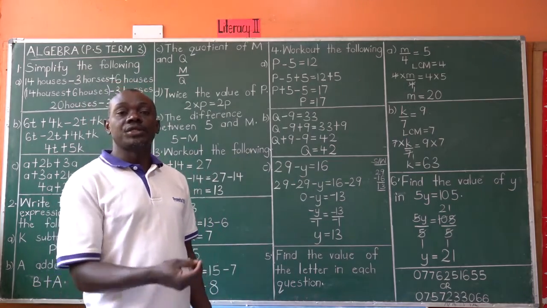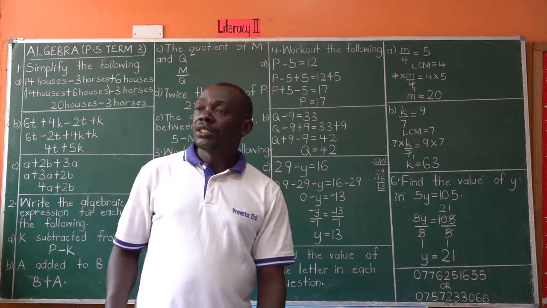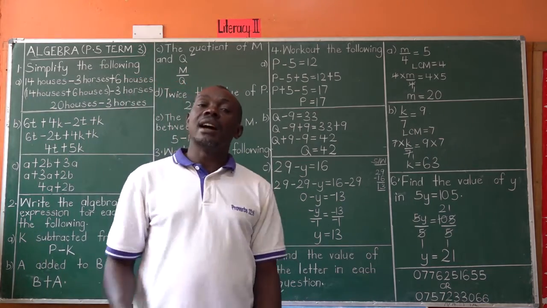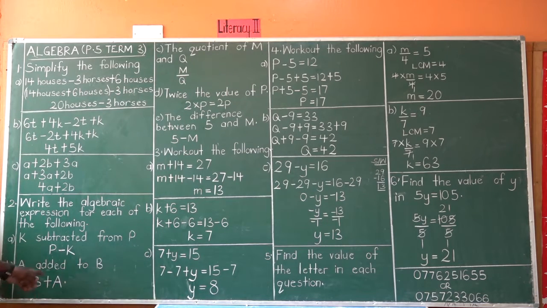20 is added to 30. That means 30 plus 20. So what is added to the other comes last. Like A is added to B, that is B plus A. That's the expression of algebra.